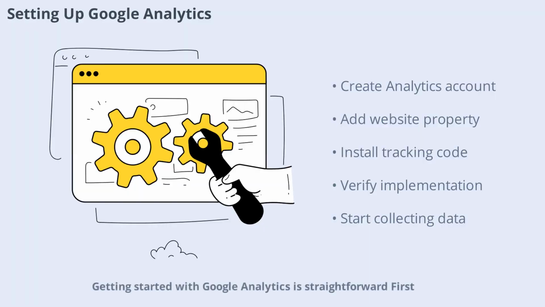Getting started with Google Analytics is straightforward. First, you need to create a Google Analytics account and add your website as a property. Then you'll receive a tracking code that must be installed on every page of your website. This code collects data about your visitors and their behavior. For small businesses, it's important to ensure the code is correctly implemented to avoid missing out on valuable insights. Once set up, you'll start seeing data populate in your dashboard, ready for analysis.